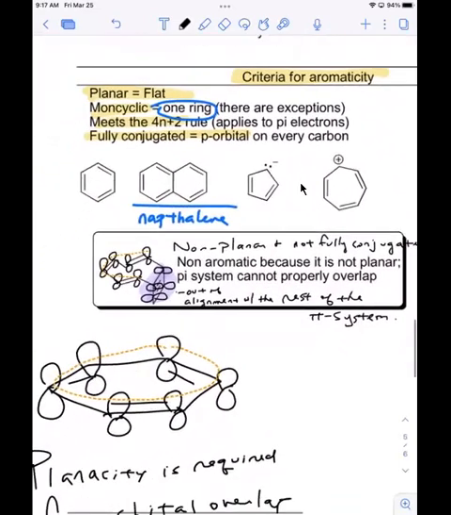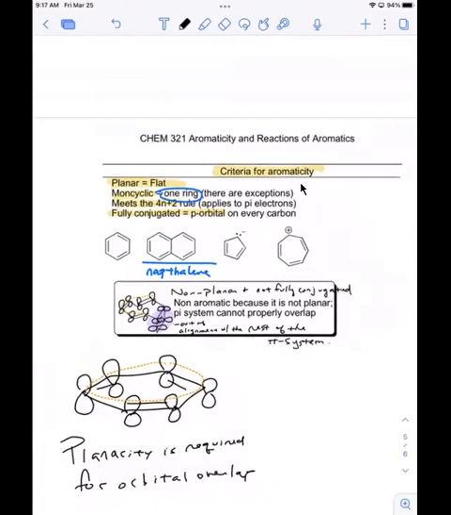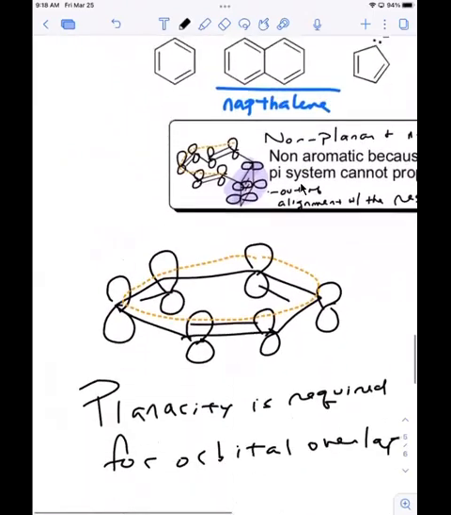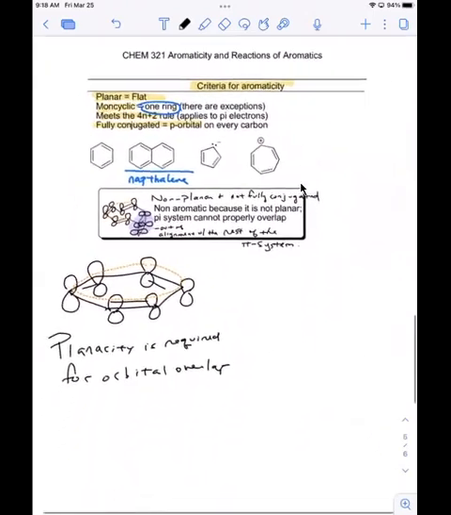Right. So a system like this, even though it looks like it should be aromatic, is not, because it doesn't fit the planarity criteria, nor does it fit the fully conjugated criteria. Right. So planarity, that's a requirement in order for those orbitals to properly overlap, see each other, and in order for the conjugation to be possible. All right. So if we look at each one of these, let's take each one of them through the same test.